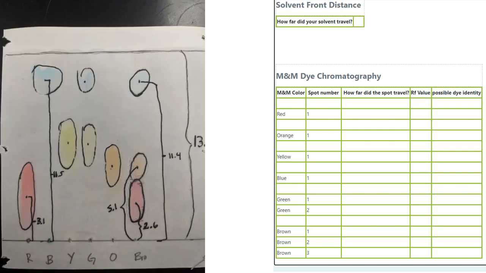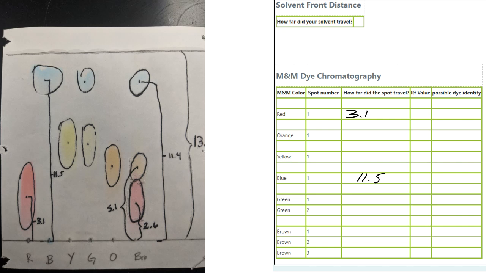After that, you are going to measure how far each of those spots traveled. So for my red M&M, I should only see one spot, and you can see that from the start line to the center dot is about 3.1 centimeters. So I would put 3.1 in that slot there. And then I move over to my blue M&M, and I notice that it only has one spot, and it traveled about 11.5 centimeters. So I will put 11.5 centimeters there.